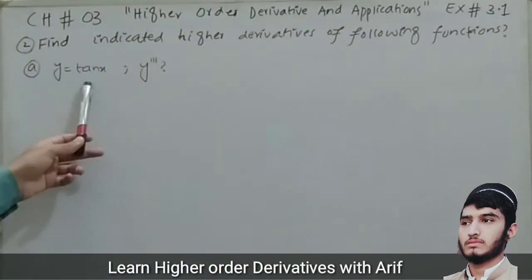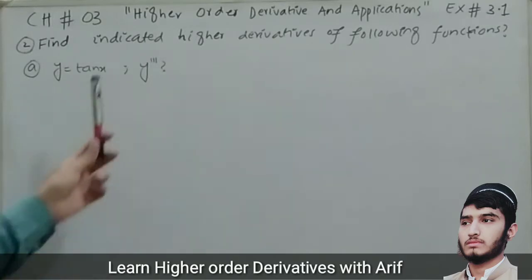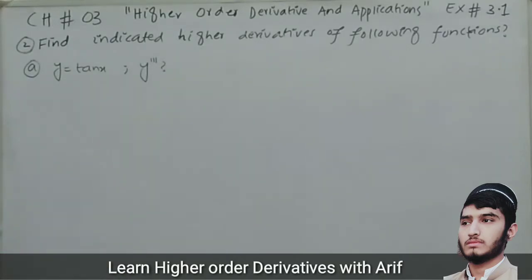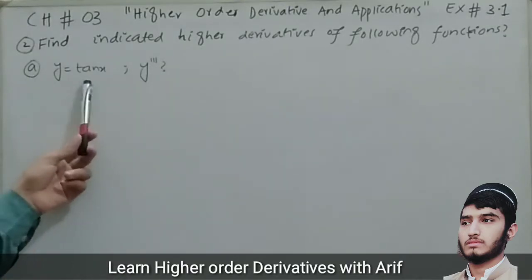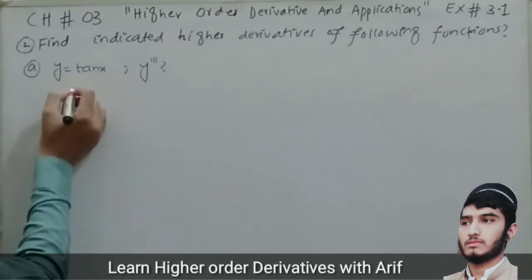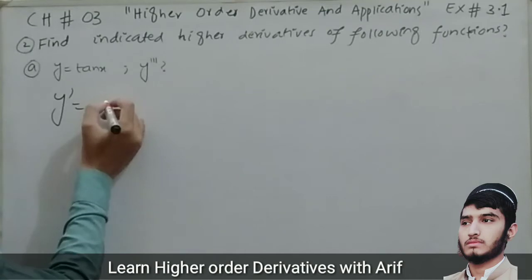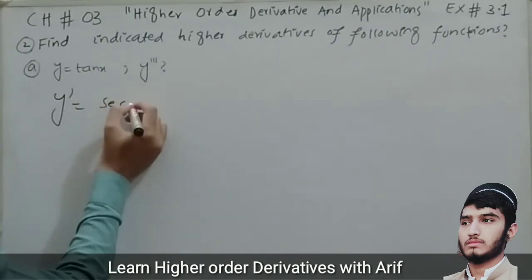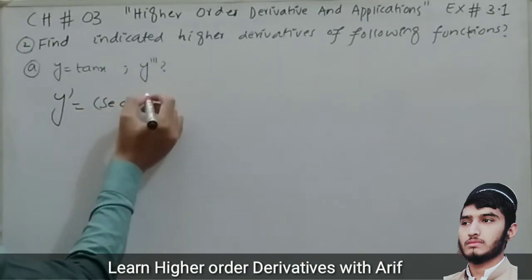y is equal to tangent x, a trigonometric function, is given, and we have to find y triple prime. Y triple prime means that we will differentiate the tangent x 3 times. So for the first time, you know that y prime will be, for the first time, derivative of tangent x is always equal to secant square x, which can be written as secant x whole square.